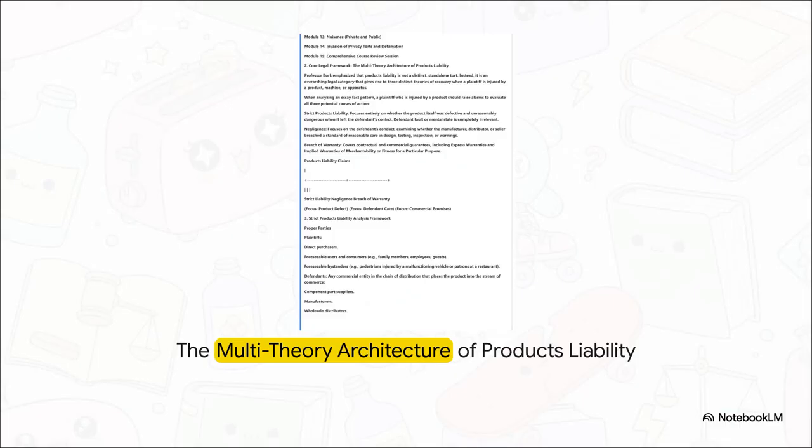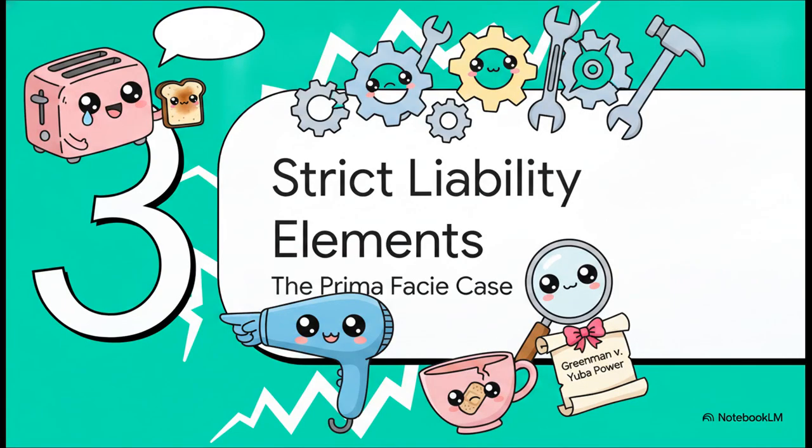So, looking at this visual breakdown, you can see how this multi-theory architecture splits that overarching category perfectly into 3 distinct paths. And on an exam, you want to walk down every single one of these paths for maximum points. You analyze strict liability first, then you shift gears and analyze negligence, and then, finally, you evaluate the warranties. The whole shebang.